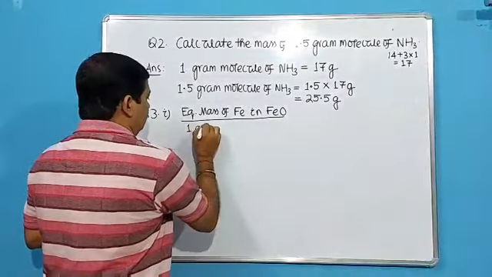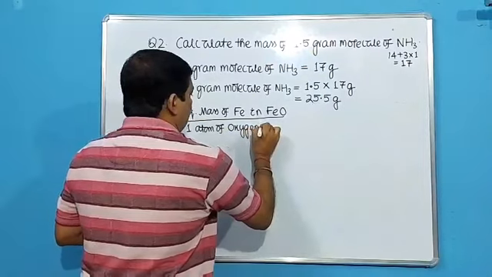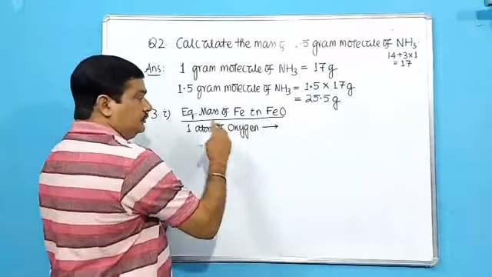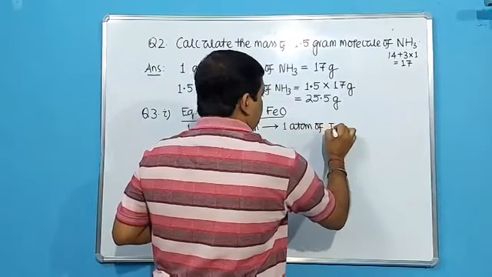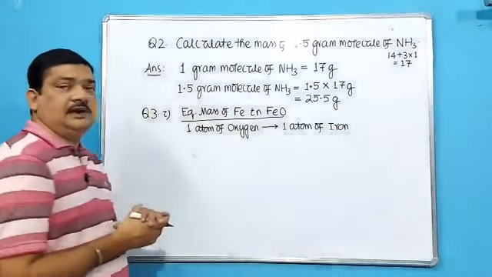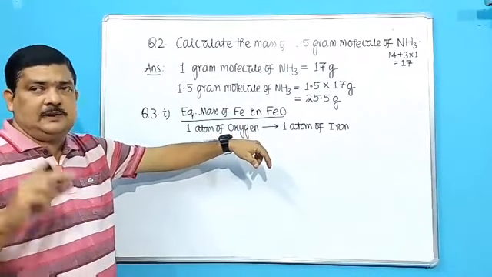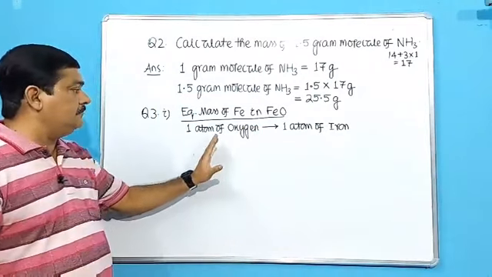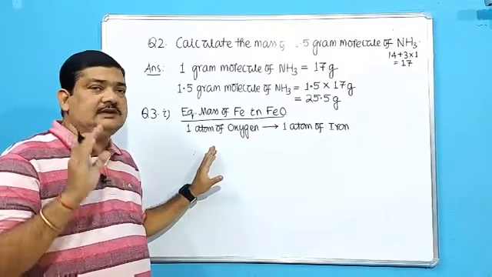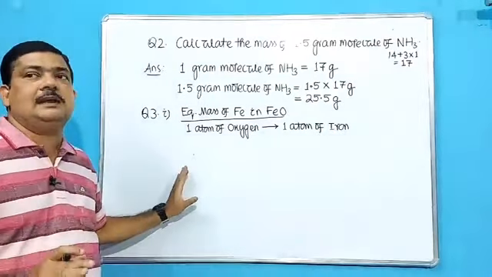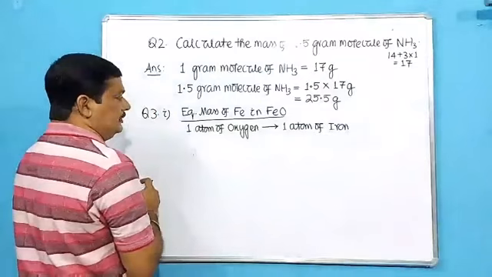1 atom of oxygen is combining with 1 atom of iron. Clearly visible from the formula FeO. That means 1 atom of oxygen is there, 1 atom of iron is there. So we have to start from oxygen because there are three reference elements: hydrogen, oxygen and chlorine. So we have to keep them on the left hand side so that it will be easier for you to calculate.